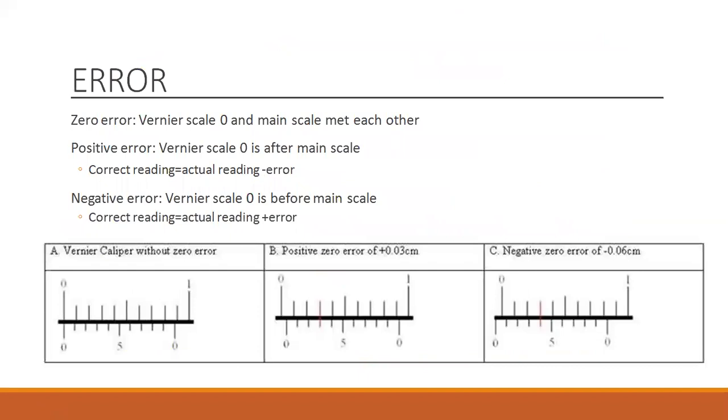Now here are the errors, very good diagrammatic depiction. There are three types of error. Zero error, vernier scale 0 and main scale met each other. In this case there is no error. This is called as zero error.